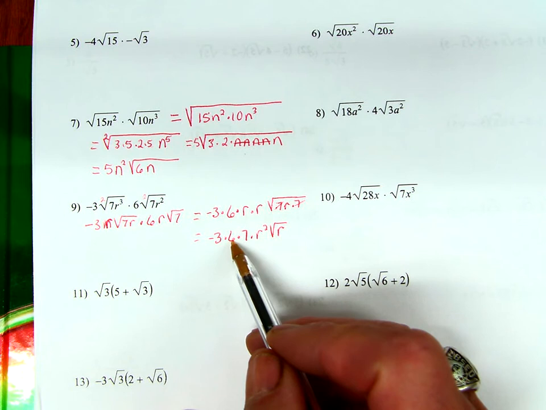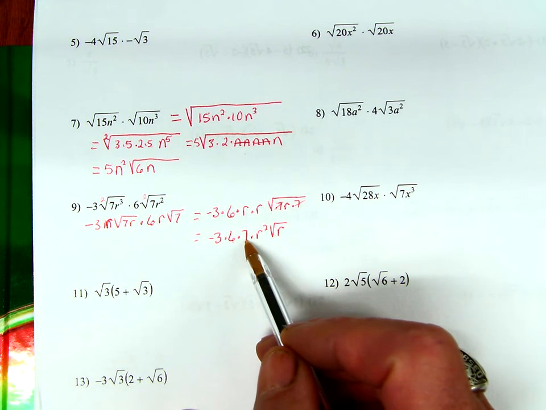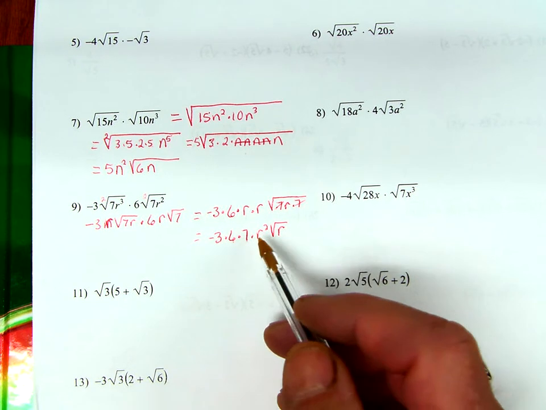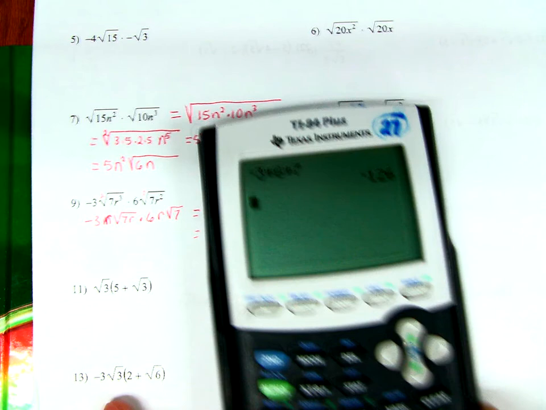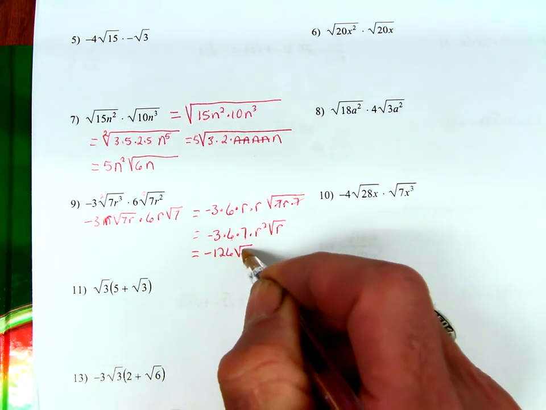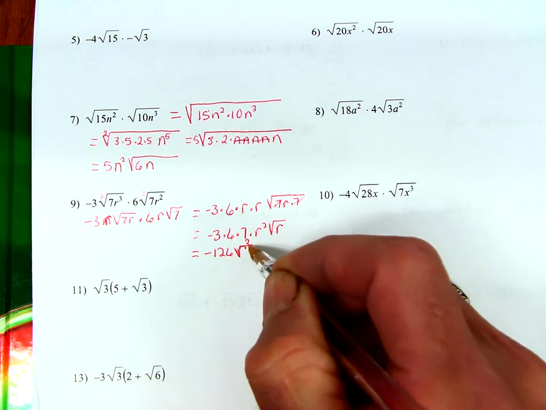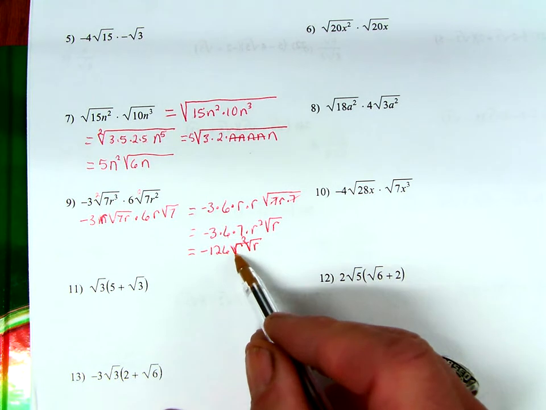Negative 3 times 6 is negative 18. And 7 times 18, I believe, is, well, my mind just went blank. 126. Let me check that. Negative 3 times 6 times 7. Negative 126. So the answer is negative 126 r squared, square root r. That's r squared right there.